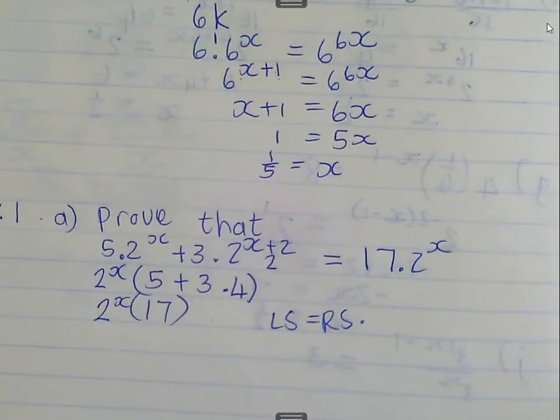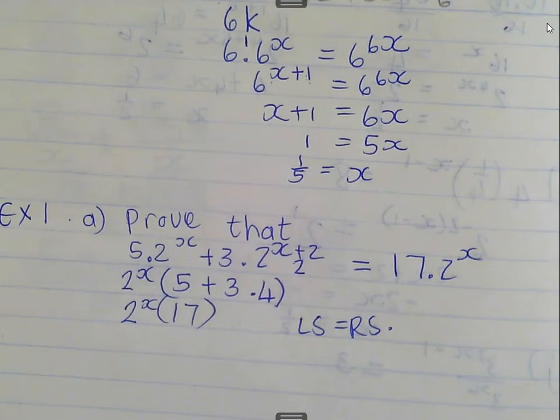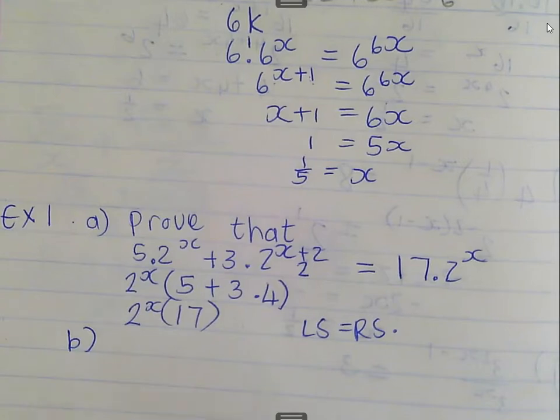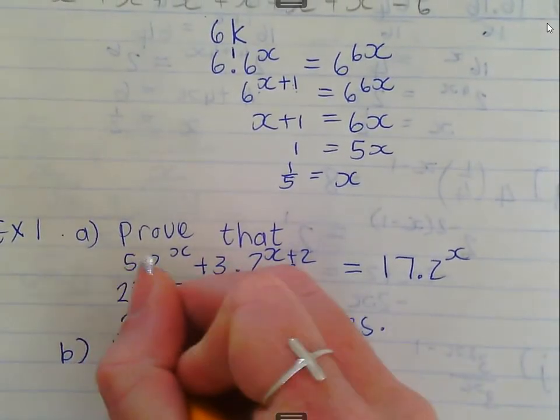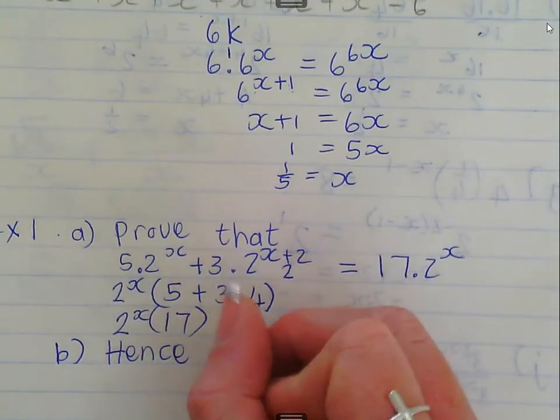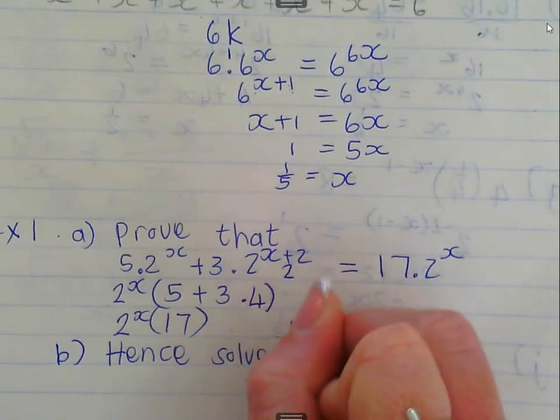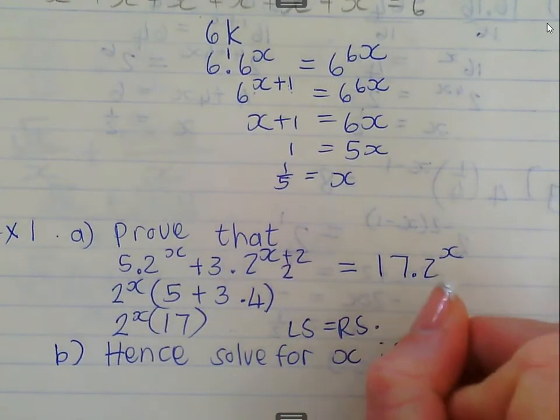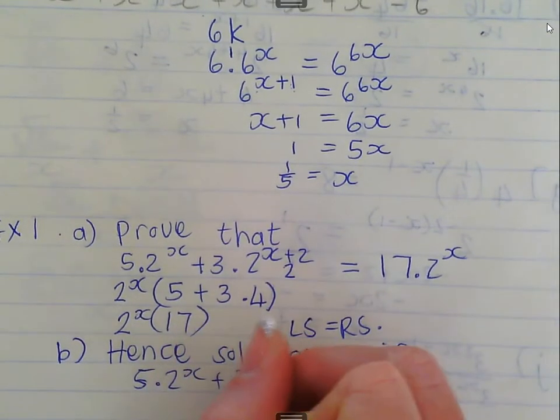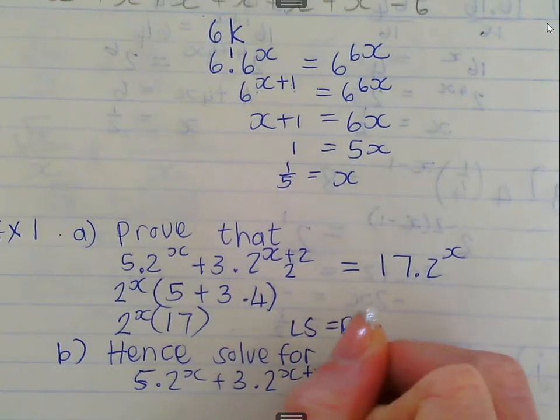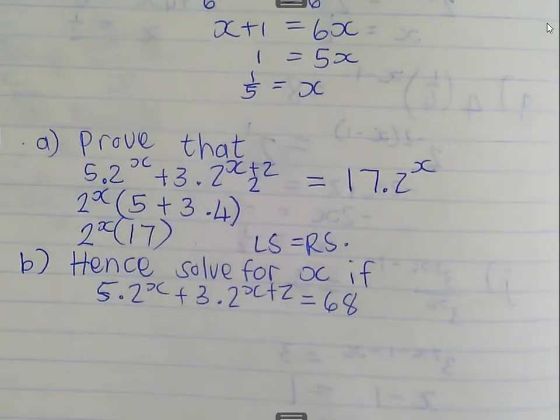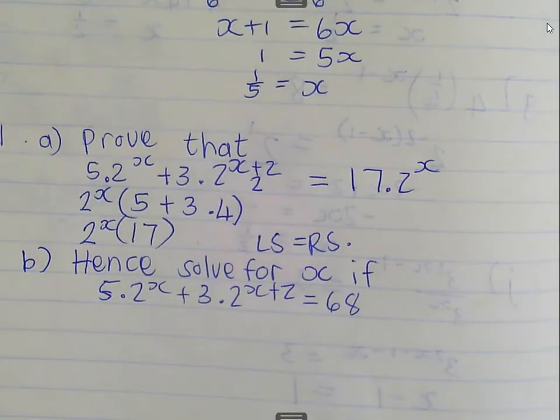Alright, now did you notice that in this example, this is question A. Now I've got question B. And I want you to write down the words as well. Hence, do you know what hence means? Hence, solve for x if 5 times 2 to the power of x plus 3 times 2 to the power of x plus 2 is equal to 68.